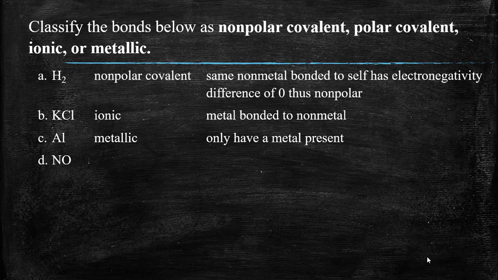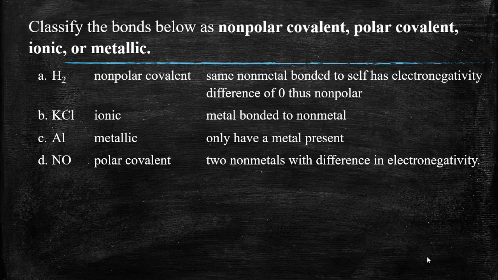Next is a nitrogen-oxygen bond. This is a polar covalent bond. Both elements are nonmetals, so it's covalent, but nitrogen is slightly less electronegative than oxygen, so there will be a difference in the electronegativities, and that makes it polar.